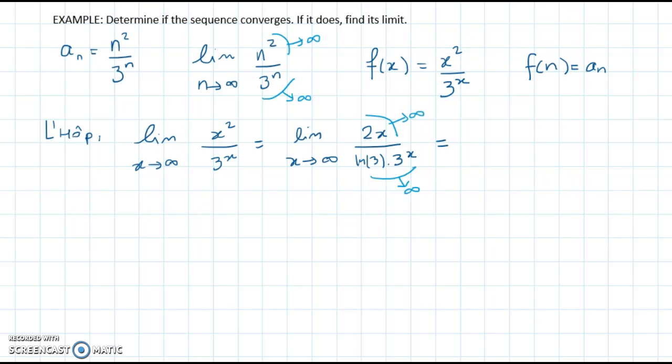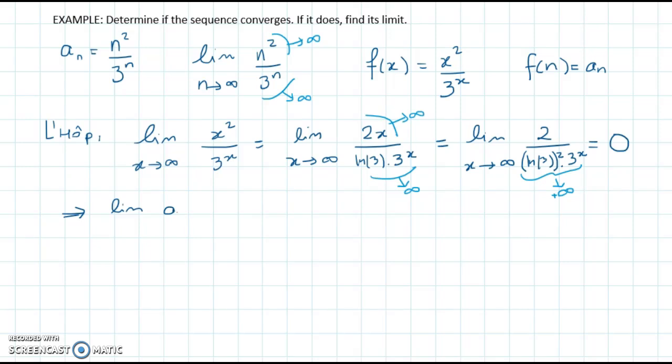Again, the conditions for L'Hopital are verified because in the numerator we have a polynomial, now just a linear expression, and in the denominator we have 3 to the power of x multiplied by a constant, so this is also differentiable. So by applying L'Hopital again, this is going to be the same as the limit as x approaches infinity of 2 over the logarithm of 3 squared times 3 to the power of x. Now the numerator is constant and the denominator is approaching infinity. So we can conclude that this limit is 0. But if the limit of the function is 0, then the limit of the sequence is also 0. So the limit of a_n as n approaches infinity is 0, and we showed that the sequence converges and its limit is 0.